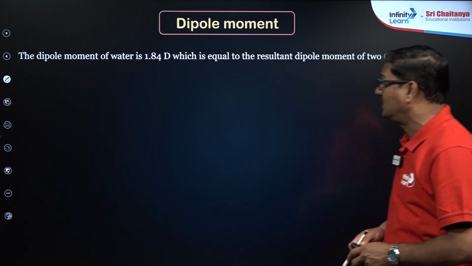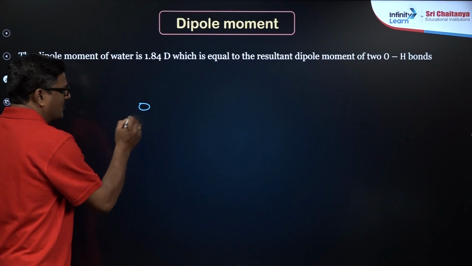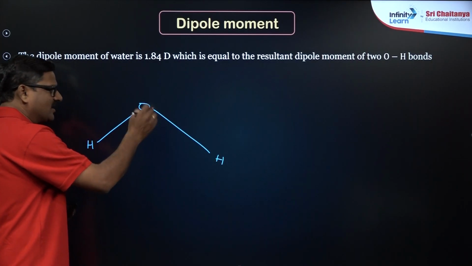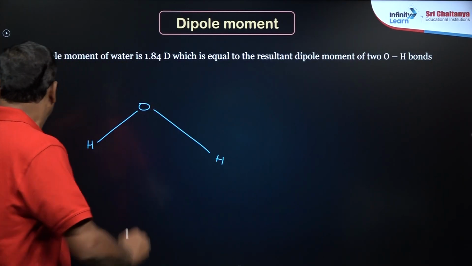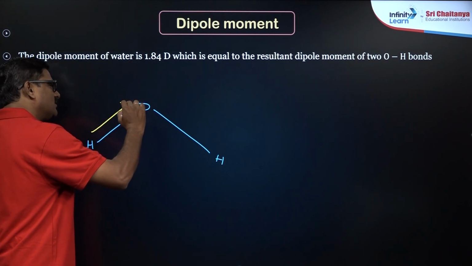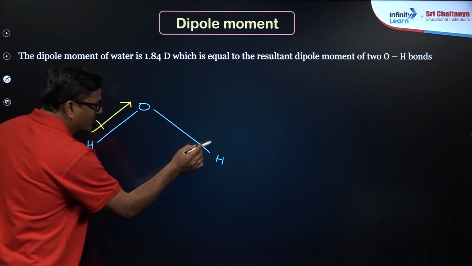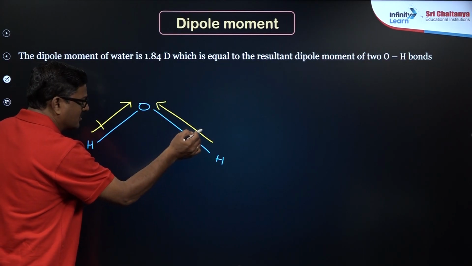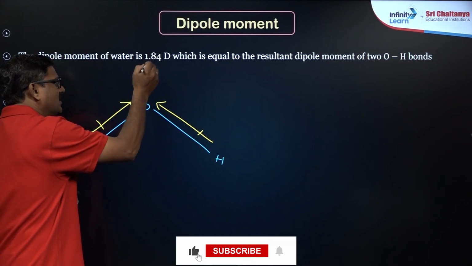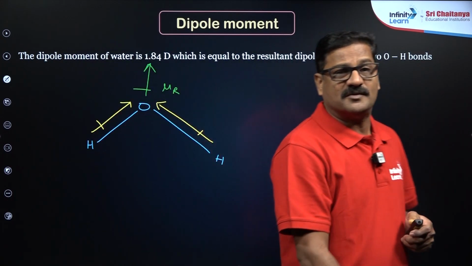The dipole moment of water is 1.84 Debye. How is it so? Oxygen is bonded to two hydrogens, and the bond angle is 104 degrees. When oxygen and hydrogen are bonded, oxygen is more electronegative, so the bond moment is directed towards oxygen. So the resultant dipole moment for this water molecule is going to be directed like this. This is what we call the resultant dipole moment of water.